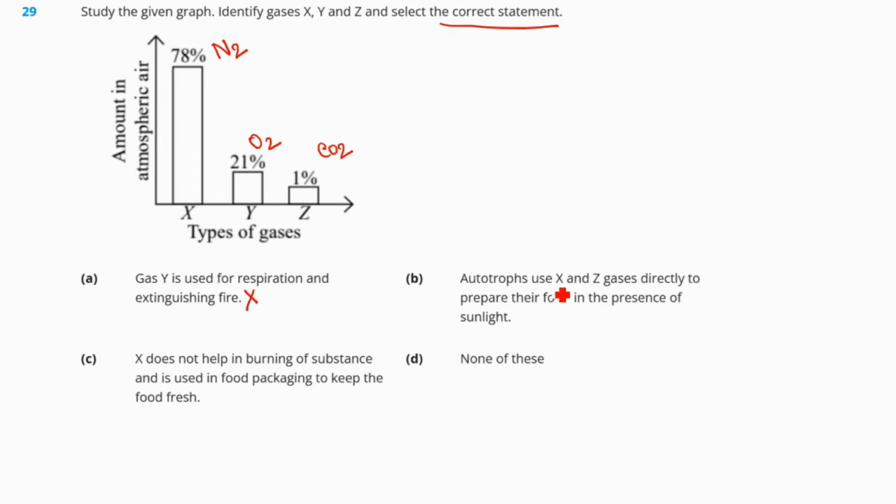Option B says autotrophs use X and Z gases directly and prepare their food. No, nitrogen is never used for the preparation of food. So this is wrong. X does not help in burning of substance. Correct? Nitrogen never helps in burning of substance and is used for food packaging to keep the food fresh. This is a correct statement. None of this. Okay, so our correct answer is option number C.